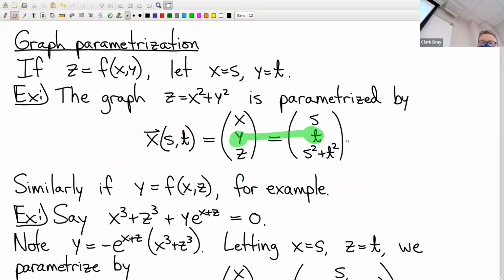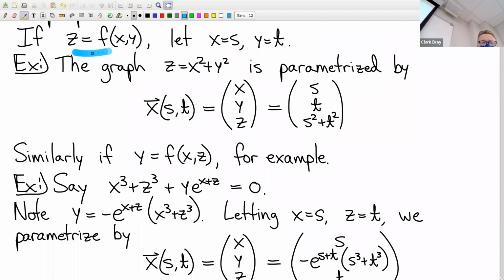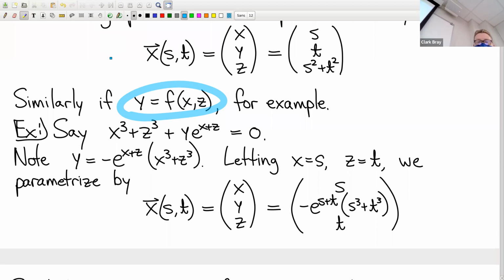Here's another example. This is what you might call a sideways example, but here, instead of having Z be a function of X and Y, here instead we're going to look at Y being a function of X and Z. Same trick, absolutely works. So here, of course, my two input variables are X and Z, and so X and Z being my inputs, I'm going to let those be my parameters. X is S, Z is T.